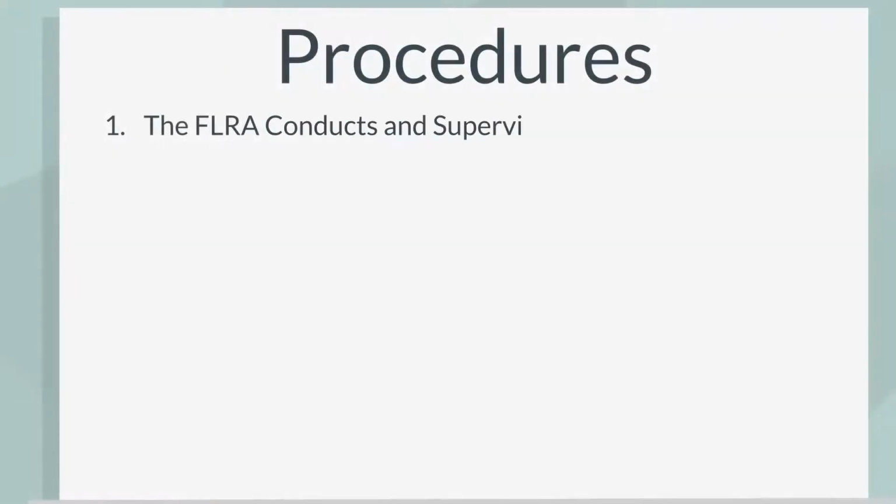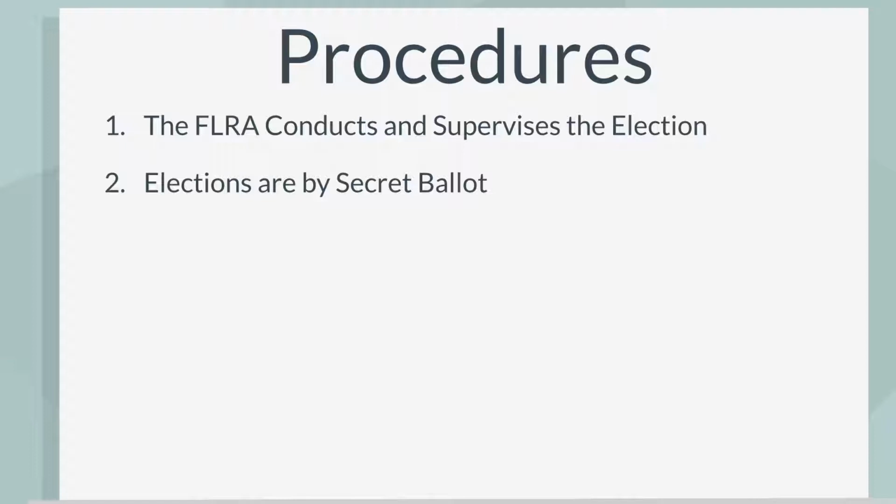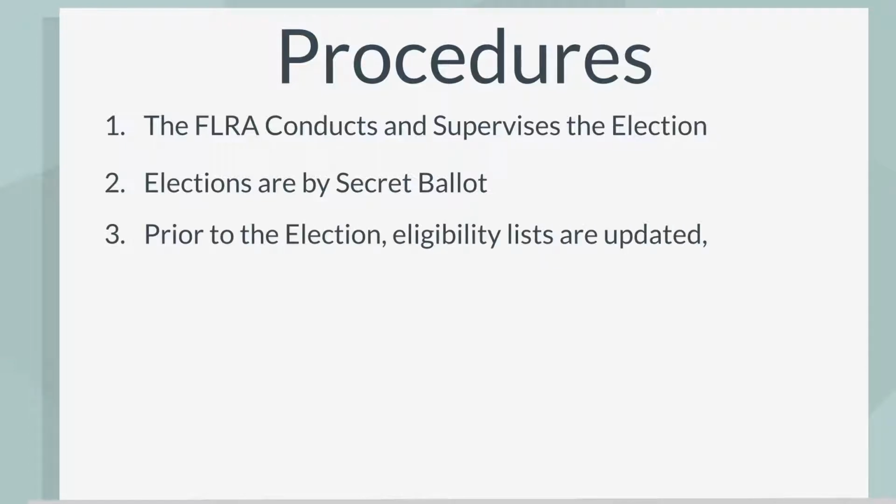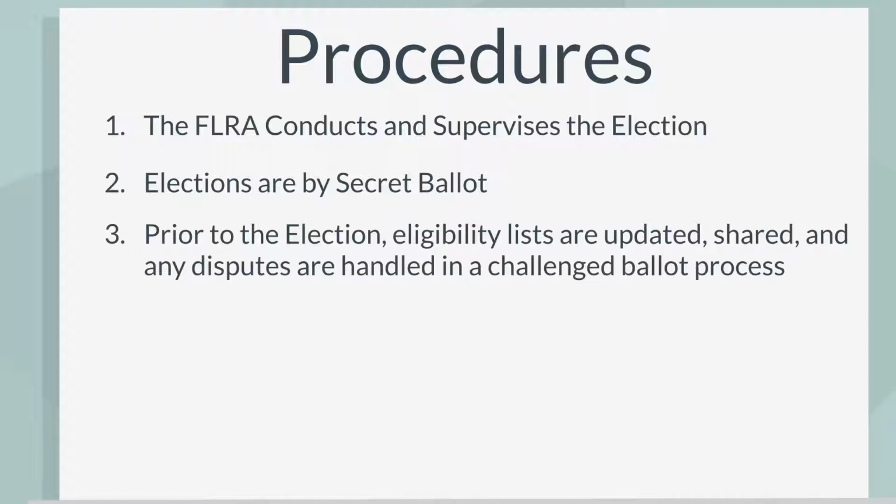1. The FLRA conducts and supervises the election. 2. All elections are by secret ballot. 3. Prior to the election, eligibility lists are updated to reflect any personnel changes, shared with the parties, and then any disputes are handled through the challenged ballot process.